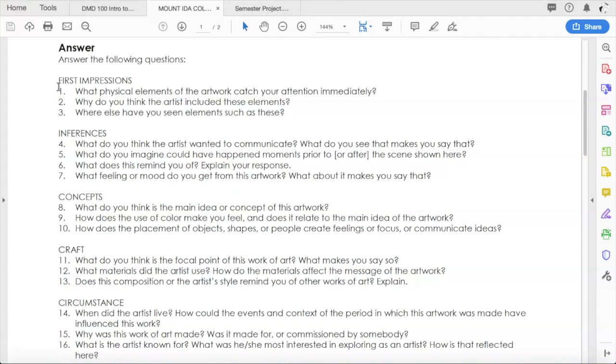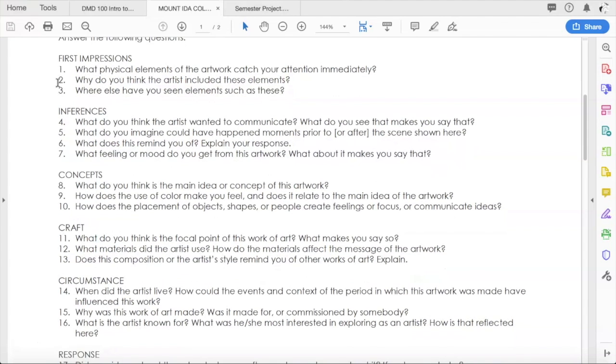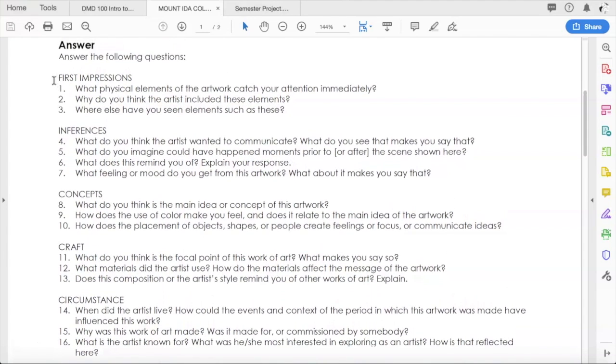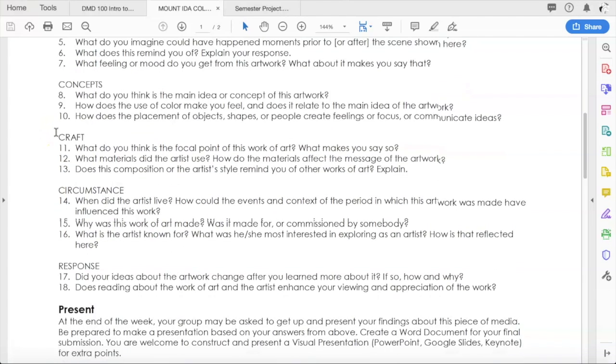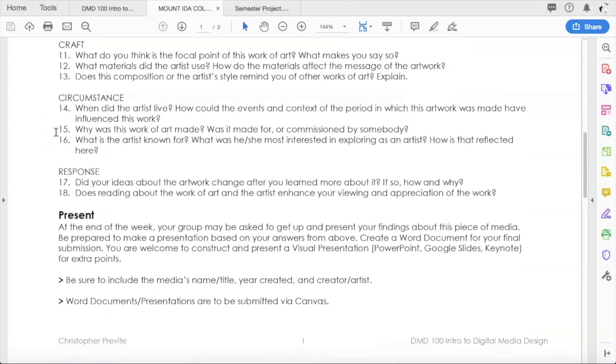Now, these here are the questions you are going to answer once you feel that you have really taken in the artwork and analyzed it thoroughly. I'm not going to read through all the questions. You can read them yourself. But similar to the television analysis, it's broken down into categories. There's a first impressions category with a few questions, inferences, concepts, craft, circumstance, and response.